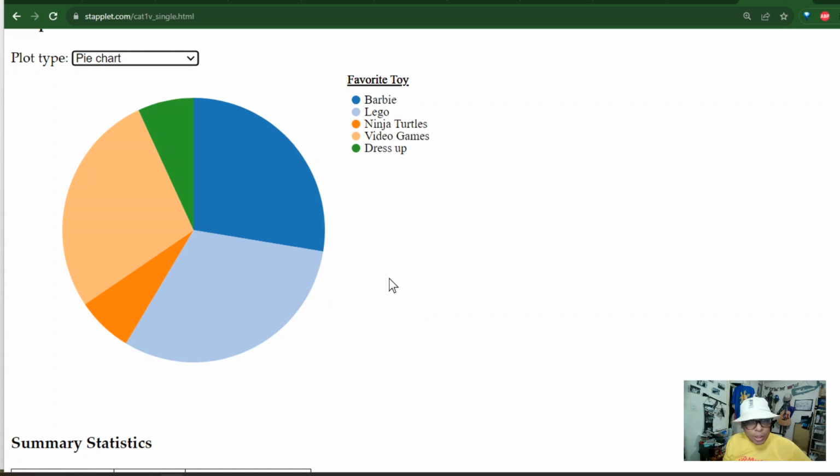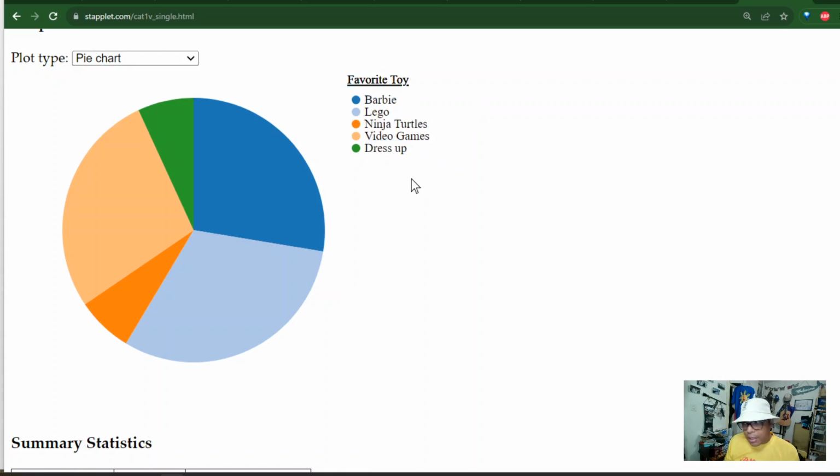Most of you have looked at pie charts before, so I'll quickly say that the size of each pie slice is proportional to the amount of data that it represents. So for example, 27.6% of my students in this hypothetical class, their favorite toy were Barbies. 31% of this hypothetical class had Lego as a favorite toy. Now over here on the right is another important part of the graph. It is the key.